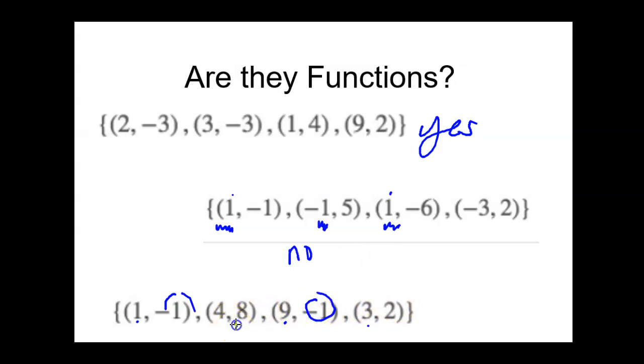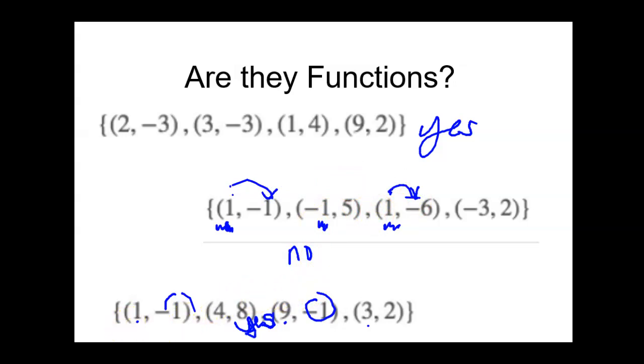So see the difference? Like here, this is a function. This is a function because all the x values only go to one y value. But on this one here, 1 has two different outputs. 1 goes to -1 and 1 also goes to -6. So it's still a relation, but it's not a function.